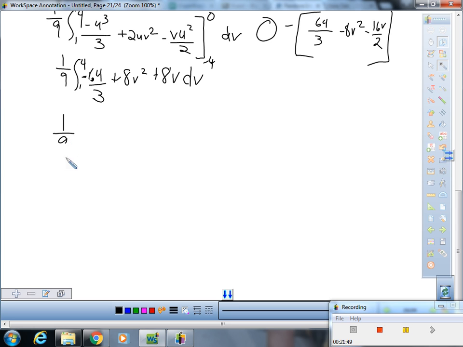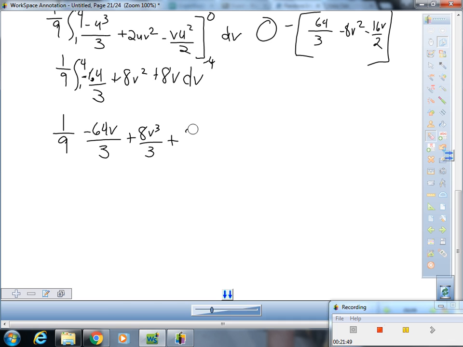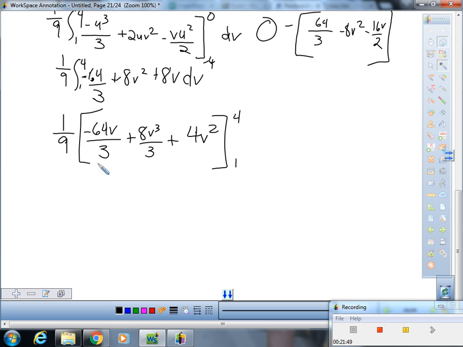All right, 1/9 times negative 64v over 3 plus 8v cubed over 3 plus 8v squared over 2, which is 4v squared. Everything from 1 to 4, like this. Man, do I feel like pausing this and just letting you guys do this right now. All right, pop in the calculator.